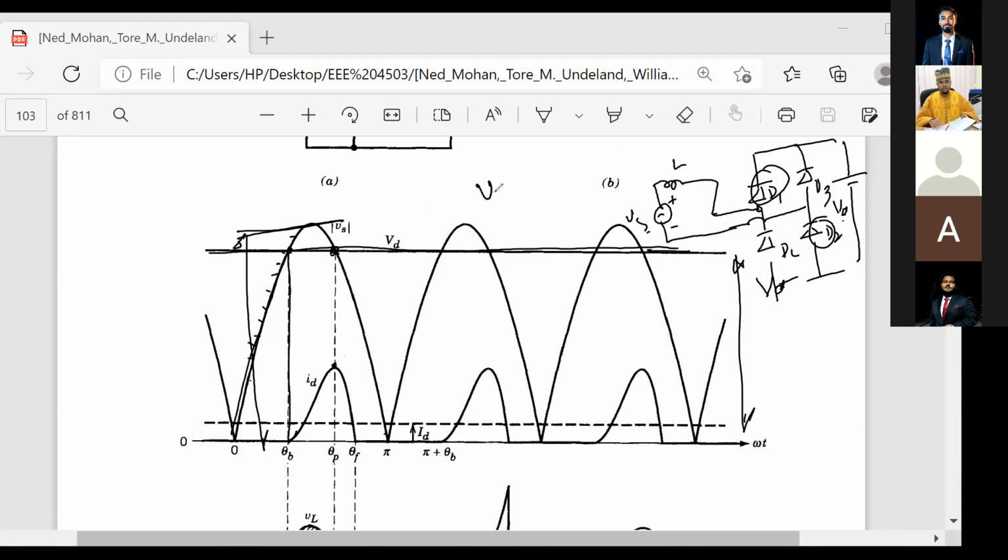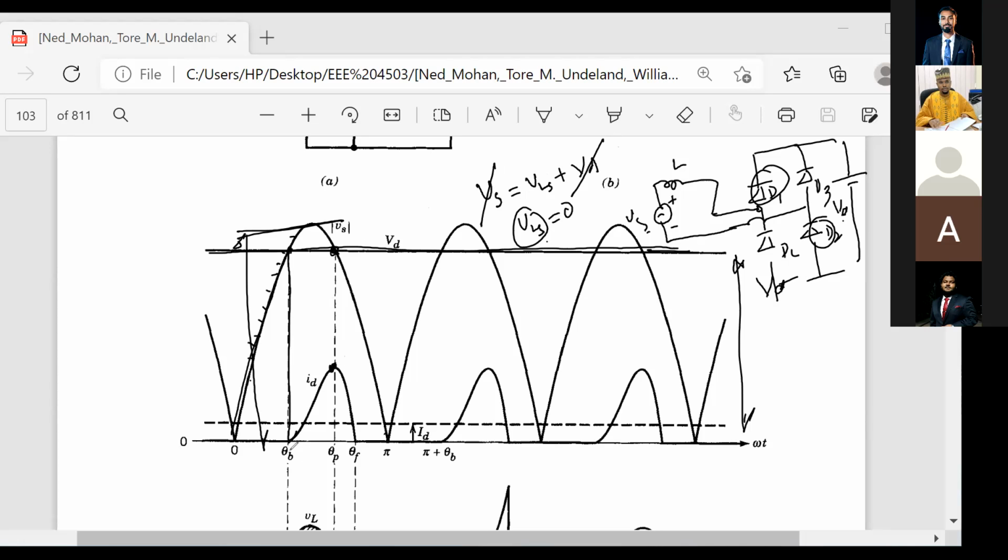What we already know is that VS will be your VLS plus VD. So when VS and VD are equal, then VLS will be 0. VLS can only be 0 when the current has the peak value. We have already discussed this thing, right?